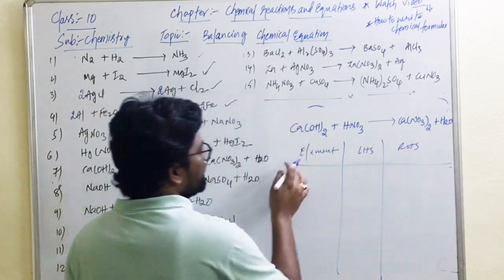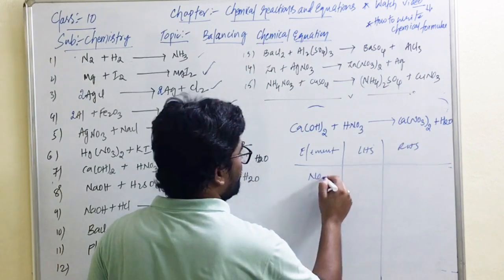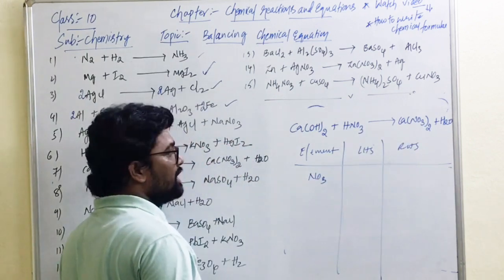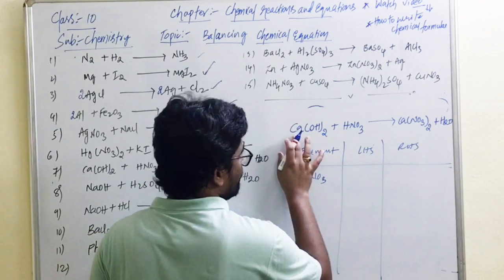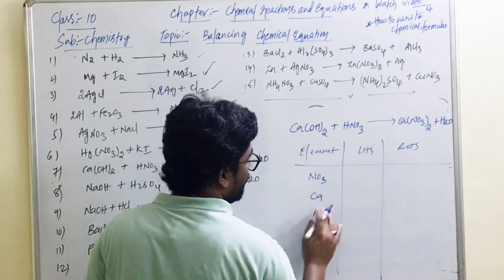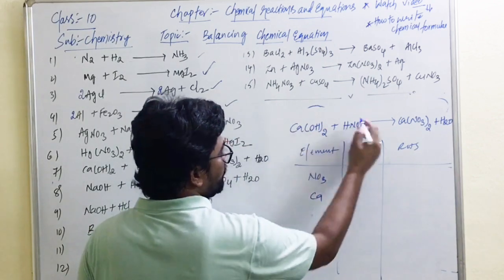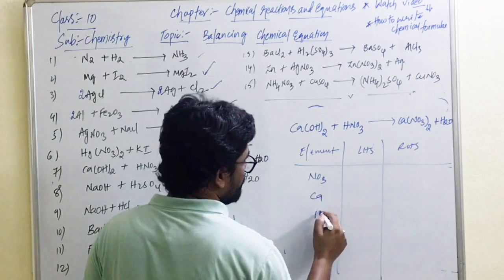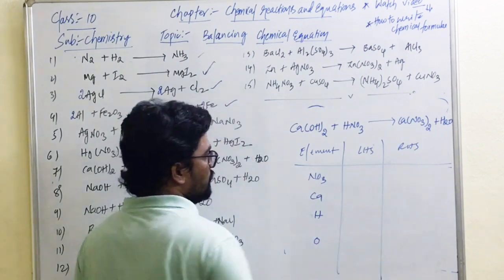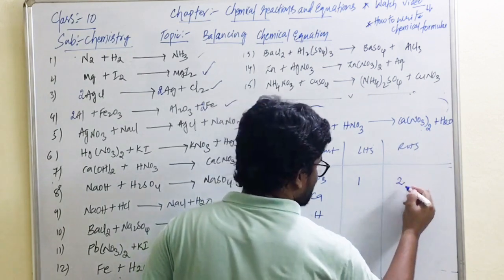So what are the elements that we have? First, polyatomic ion: we have the polyatomic ion NO3, which is unchanged on both the sides. Okay, now next metals, we have calcium. Then hydrogens and oxygens. Now let us count. Nitrates: 1 on the left hand side, 2 on the right hand side.